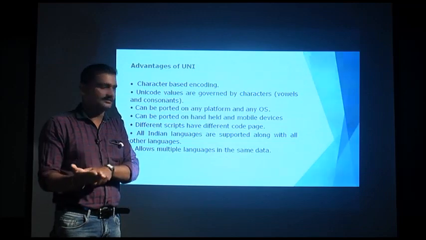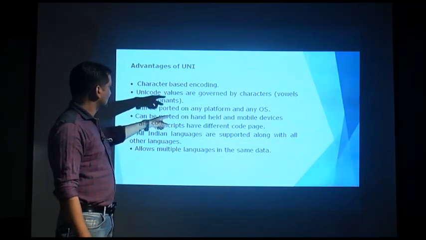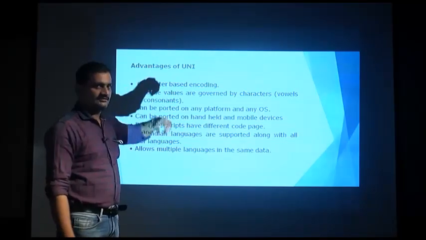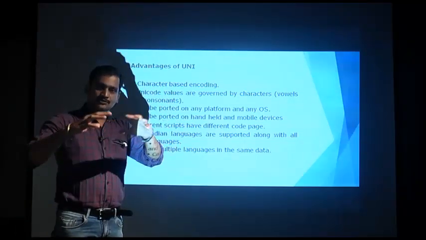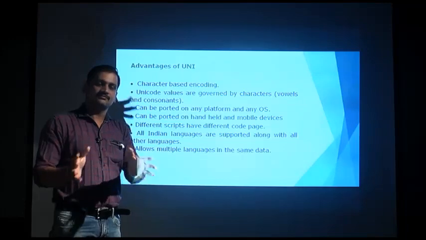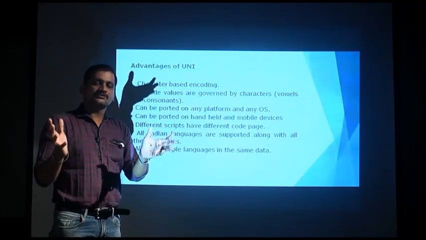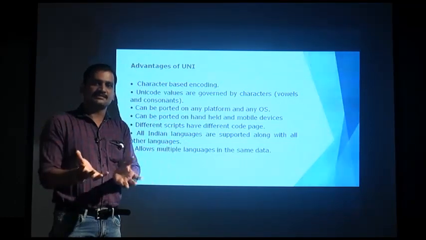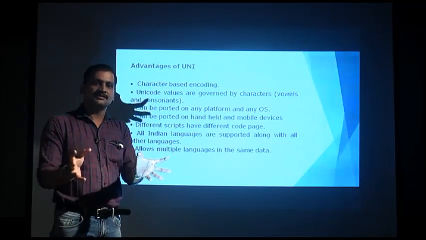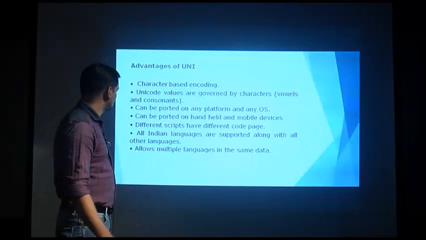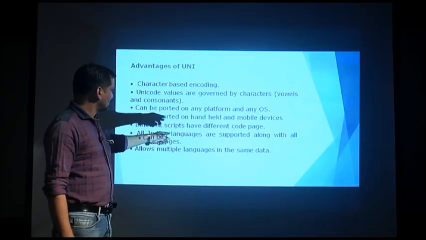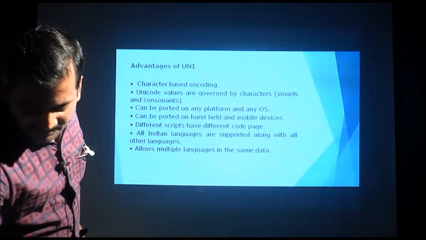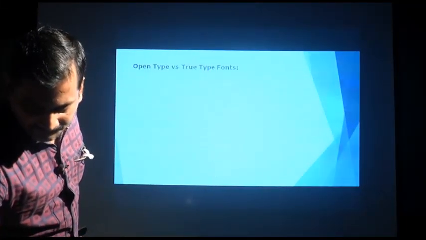Different scripts have different code pages, and all Indian languages are supported along with all other languages, not only Indian languages. The most complex types of languages are in India. Throughout the world, the largest number of languages, and the complexity in the languages, are present in India, so it is accommodated, and all other languages are also accommodated with it. Now, it allows multiple languages in the same data. These are the advantages of the Unicode system.